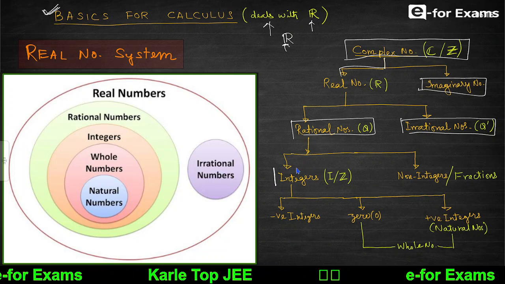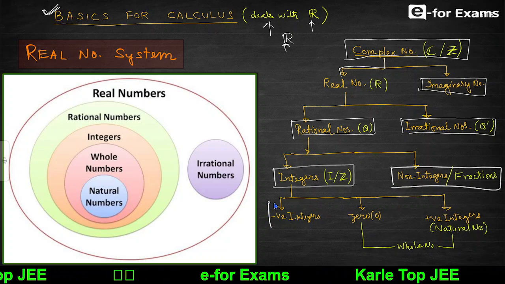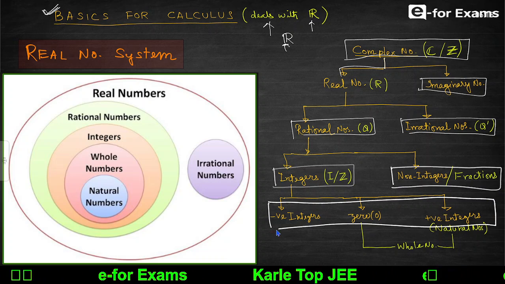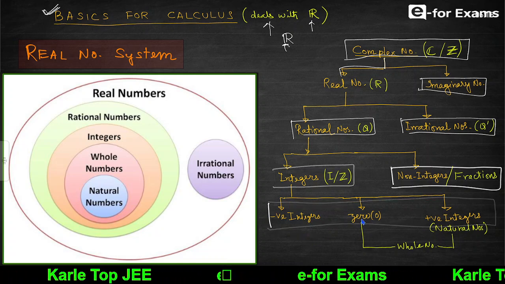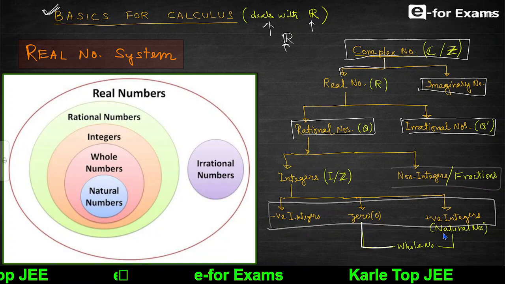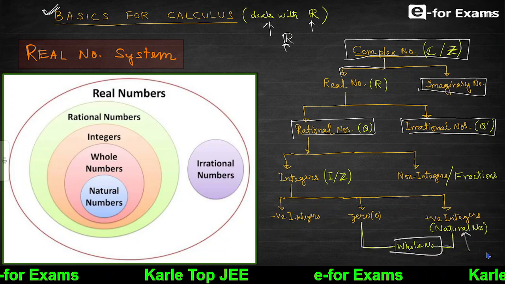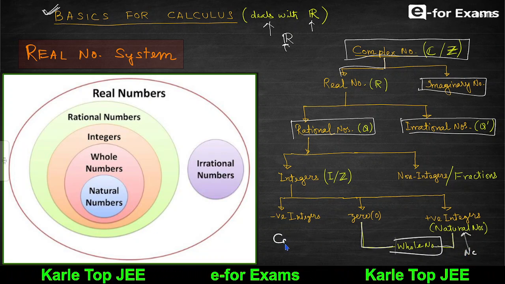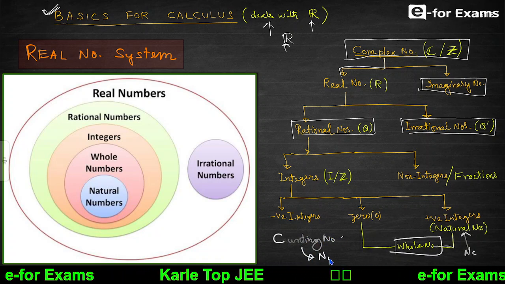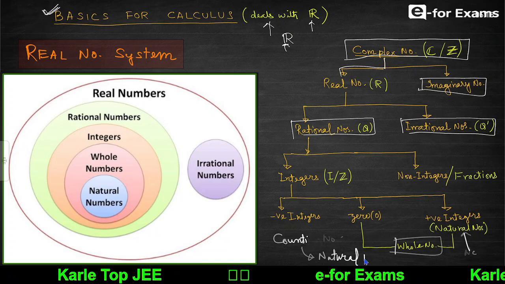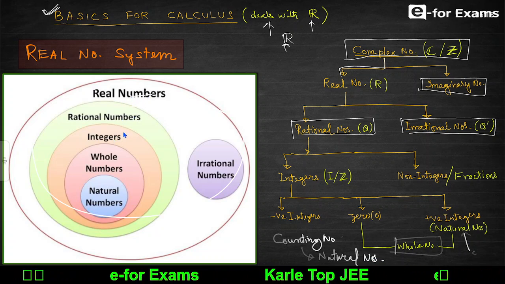And rational number consists of integers and non-integers. Integers are further subdivided into negative integers, 0, and positive integers. If you combine 0 and positive integers, we get whole number. This positive integer is nothing but natural number, also known as counting number. Okay, here is the diagram. You can note it down. Real number, rational number, integers, whole.